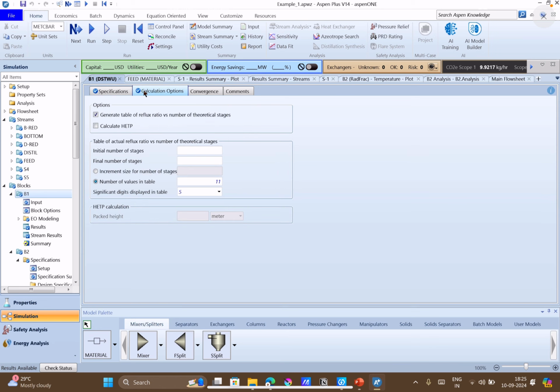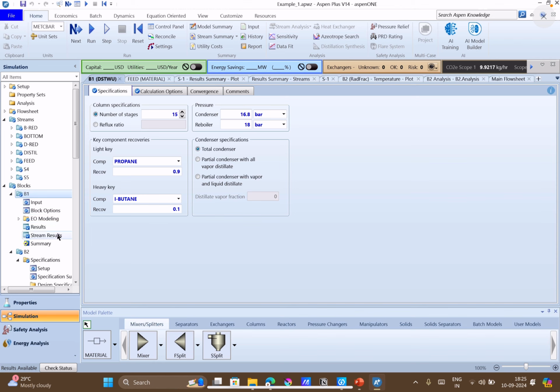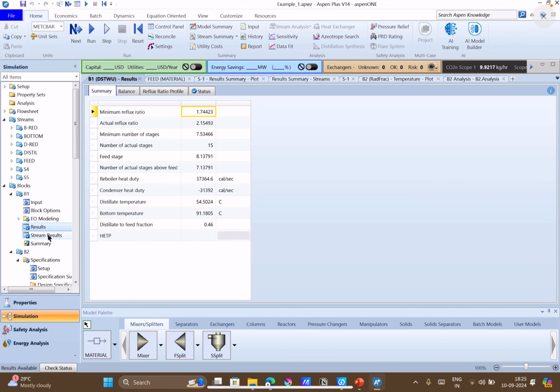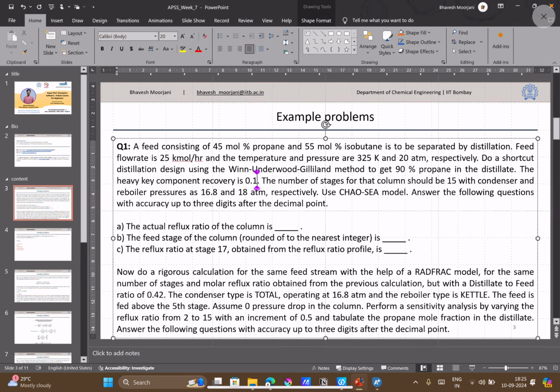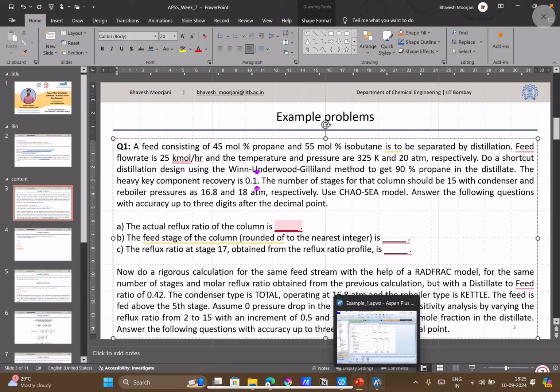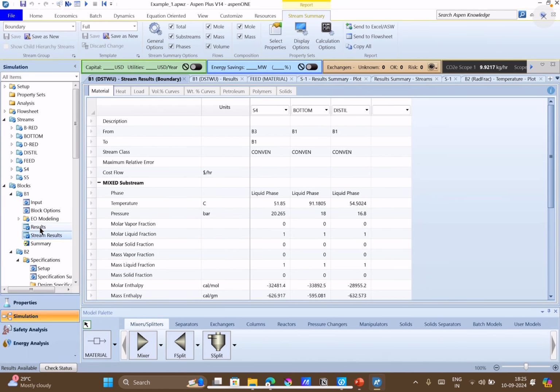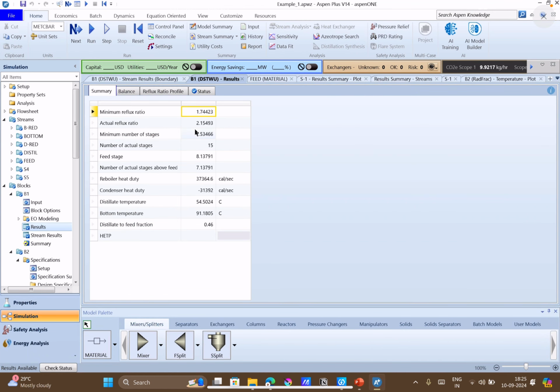So what you will get here, if you see the stream results for block B1, which is the DSTWU unit, is what has been asked of us. First is what is the actual reflux ratio of the column with 15 theoretical stages. For that, go to the results of B1, and you can see the actual reflux ratio is 2.15493.